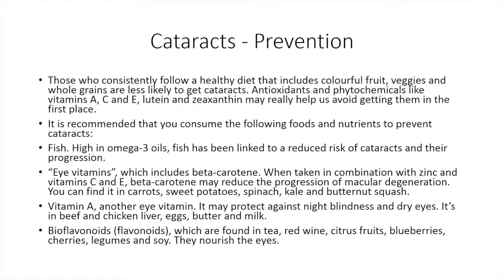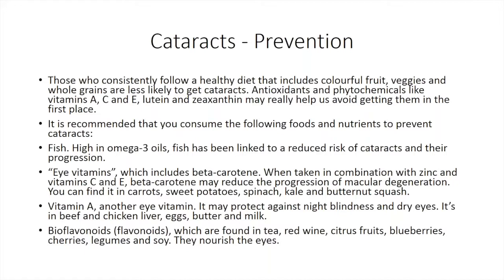So prevention, what can we do? Well, those who follow a healthy diet that includes lots of veggies and fruits and whole food are less likely to get cataracts, so the evidence tells us. And antioxidants and phytochemicals like bioflavonoids and nutrients such as vitamins A, C, E, lutein and zeaxanthin, we've heard those before, may really help us avoid getting them in the first place. So an ounce of prevention is worth a pound of cure. And certainly that is true.